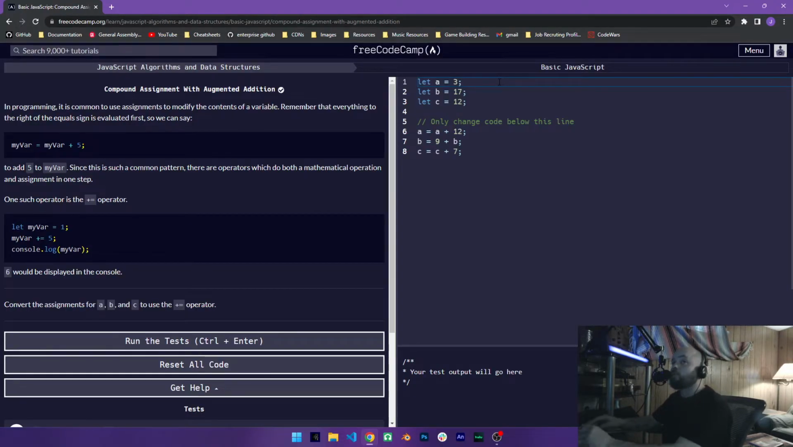Now we need to do compound assignment with augmented addition. It's common to use assignments to modify the contents of a variable. Remember that everything to the right of the equal sign is evaluated first. So we can say myVar is equal to myVar plus 5. If you have an initial number, say 3, we could say, for instance, 3 plus 5 is the new myVar, so it's an updated myVar.